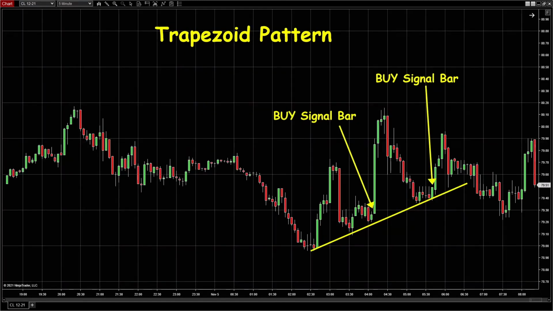Now I'm going to show you three examples from ES, crude oil futures, and also Euro futures. Let's first take a look at the crude oil futures example. We can draw the trapezoids like this. Basically, there are two trapezoids.